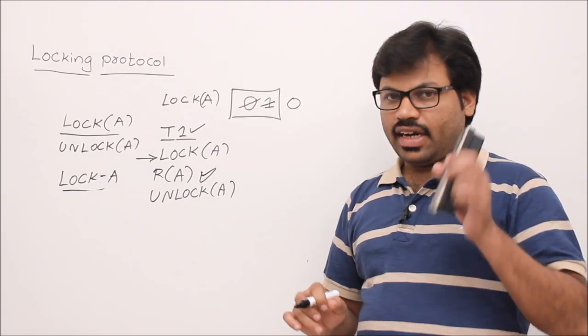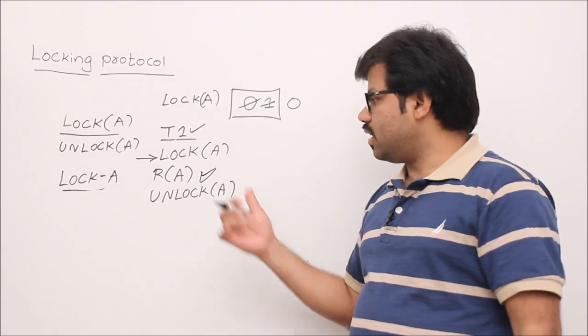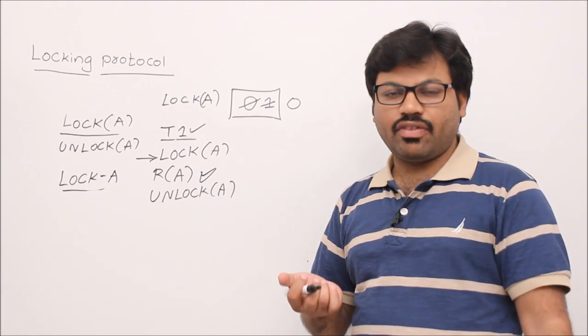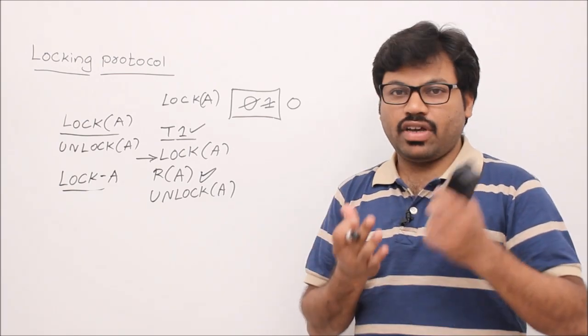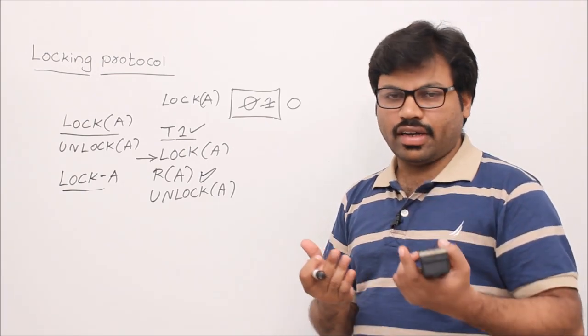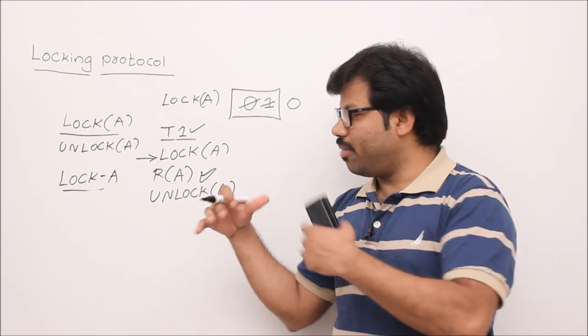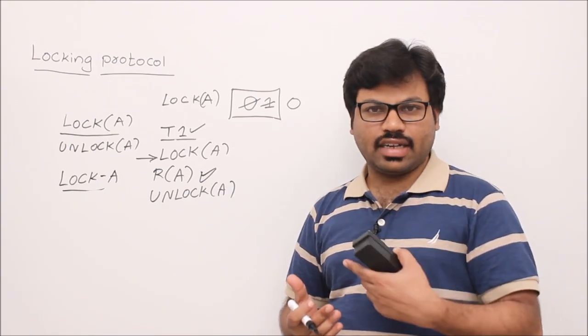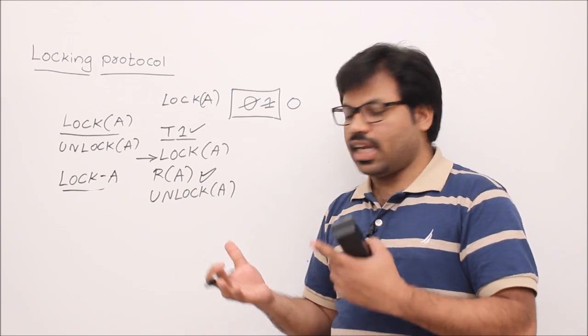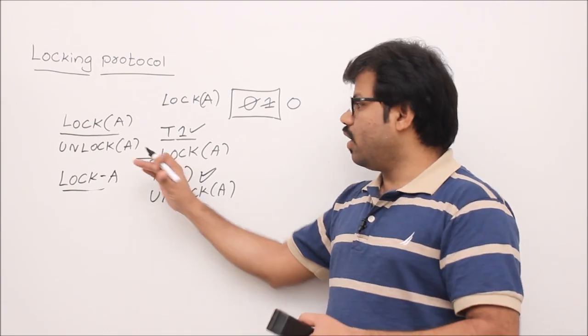In that way, at a time, only one person can access database variable item A. Okay, so somehow we are hoping that we can control the concurrency. We will see how these kinds of mechanisms are going to control the concurrency. First, understand the basic elements of these locking protocols, that is, the lock.